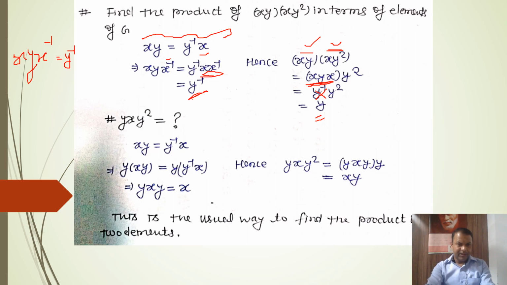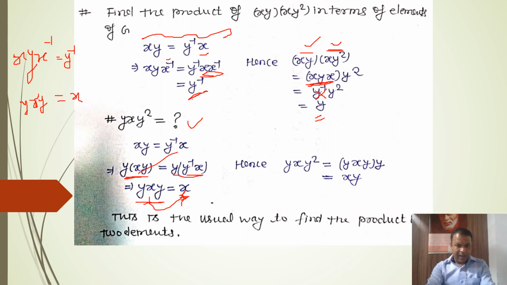Let us suppose we want to find the value of this composition, yx into y square. First we know that xy is equal to y inverse x. So we will multiply both sides by y. So the value of yxy is equal to x. As we know, yxy is equal to x, it means it is equivalent to the middle element. It is one more popular result. So please remember it: yxy is equivalent to x. So this is one more result.